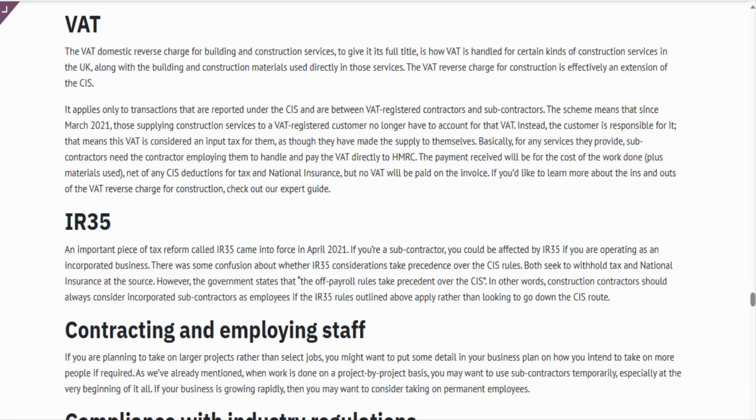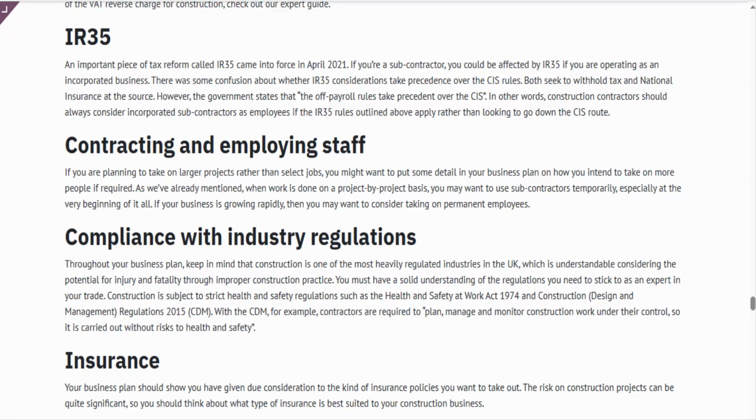IR35. An important piece of tax reform called IR35 came into force in April 2021. If you're a subcontractor, you could be affected by IR35 if you are operating as an incorporated business. There was some confusion about whether IR35 considerations take precedence over the CIS rules. Both seek to withhold tax and national insurance at the source. However, the government states that the off-payroll rules take precedence over the CIS. In other words, construction contractors should always consider incorporated subcontractors as employees if the IR35 rules outlined above apply, rather than looking to go down the CIS route.